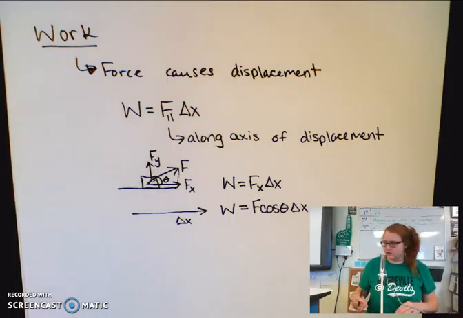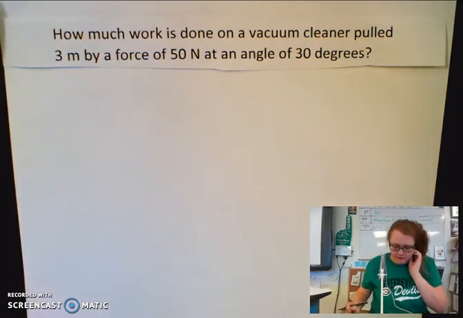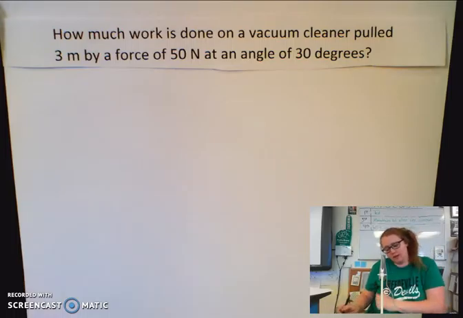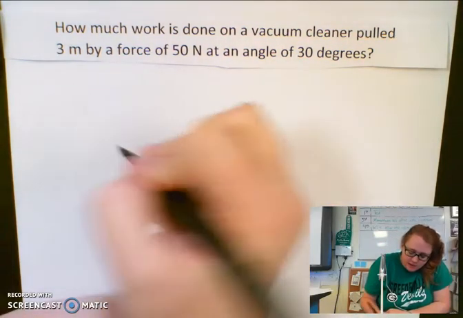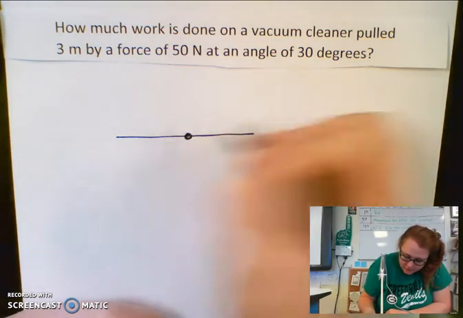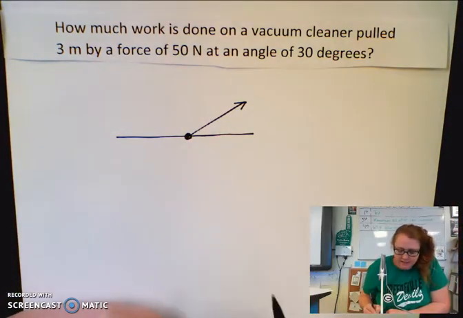Now let's look at an example. Okay, so example 1 is: how much work is done on a vacuum cleaner pulled 3 meters by a force of 50 newtons at an angle of 30 degrees? So this is the picture that we have. This is my vacuum cleaner. Here we have the force acting on the object.